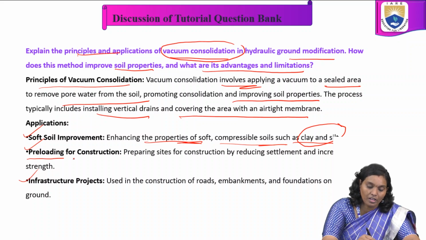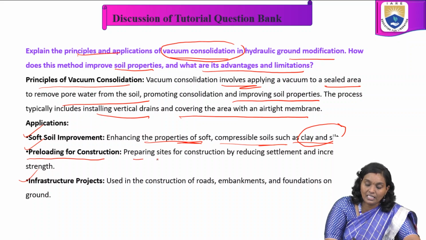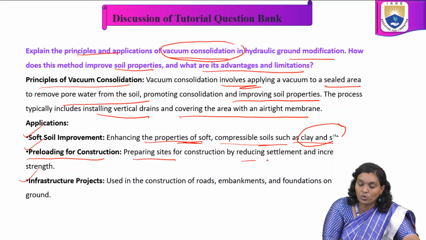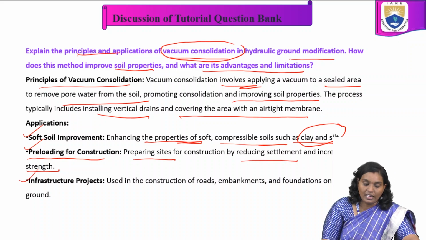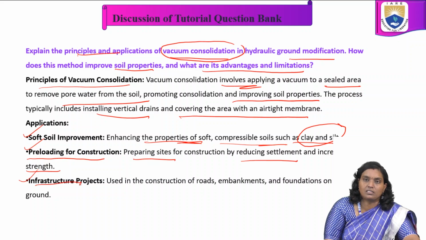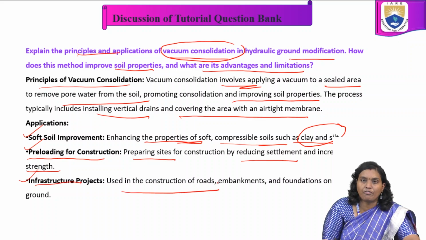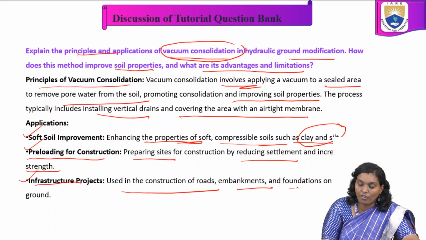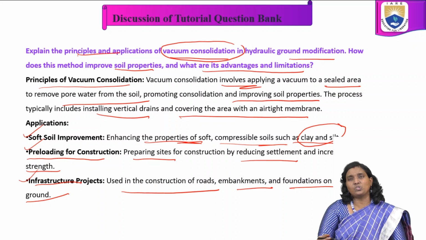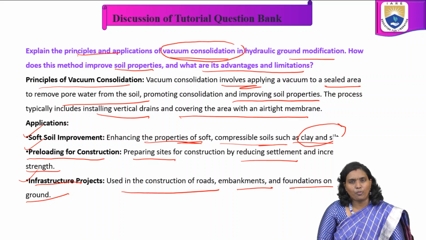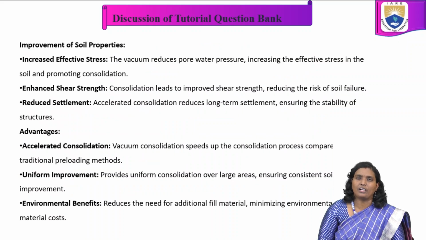And also pre-loading for construction. So preparing sites for construction by reducing settlement and increasing soil strength. The next one is infrastructure projects. So it is used in the construction of roads, embankments and foundations on soft ground. These are some of the applications for which we choose this ground improvement technique, that is vacuum consolidation.